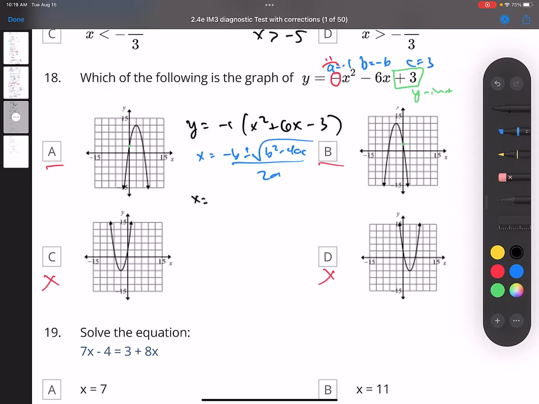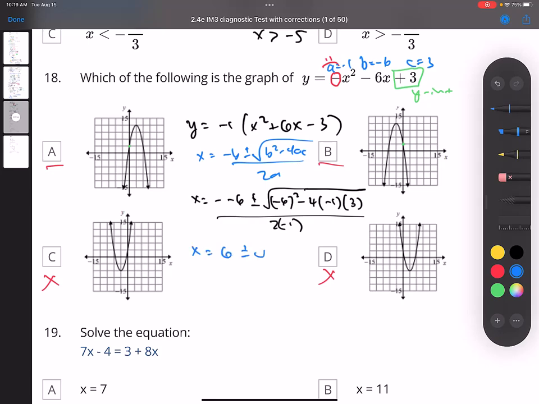Alright, x equals -6 plus or minus the square root of -6 squared. And when I'm putting it into a variable, remember you're using your parentheses. A value is -1, C value is 3. And you can always expand the bottom, all over 2 times -1. So I have 6 plus or minus the square root of 36, minus 4 times -1 times 3, which is plus 12, over -2. Square root of 48 over -2.